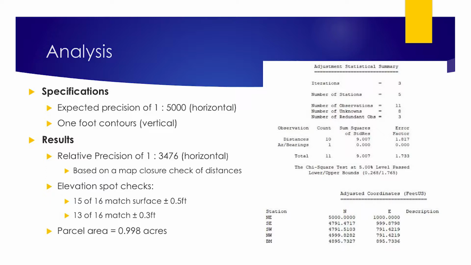Our calculated parcel area came out to be 0.998 acres, which is about 100 square feet less than the desired 1 square acre. And then with the least squares adjustment, again, we passed our chi-square test and had 3 redundant observations. So here's Marcus.